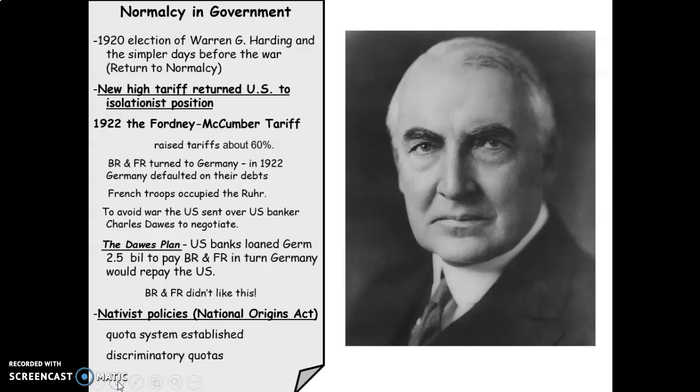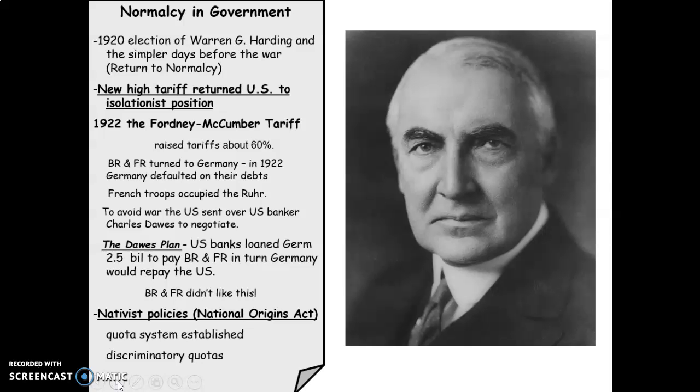So, normalcy in government. The 1920s election of Warren G. Harding, he wanted simpler days, the days before World War I and the days before we got involved in the world. We see a new tariff being passed. It's called the Fordney-McCumber tariff. And as you see, it raises tariffs about 60%.